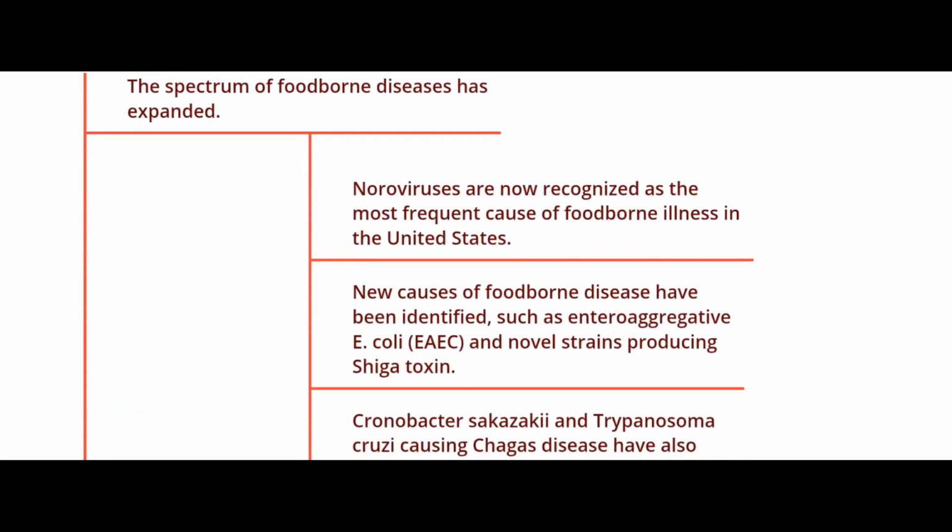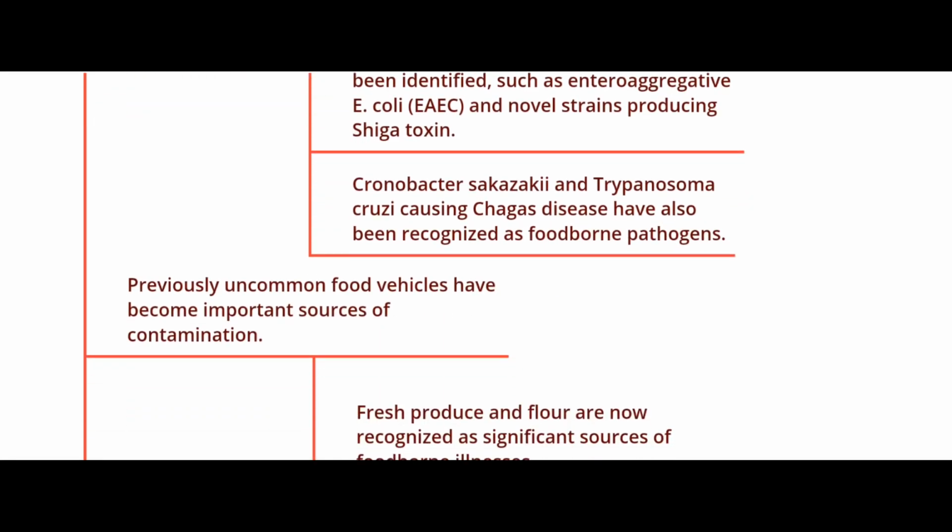The spectrum has expanded, since norovirus are now recognized as the most frequent cause of foodborne illnesses in the United States. New causes of foodborne disease have been identified, such as EAEC and novel strains that can produce Shiga toxin. New bacteria like Trypanosoma and Coronabacter, which cause Chagas disease, has also been recognized by the CDC as foodborne pathogens. Previously uncommon food vehicles have become important sources of contamination.